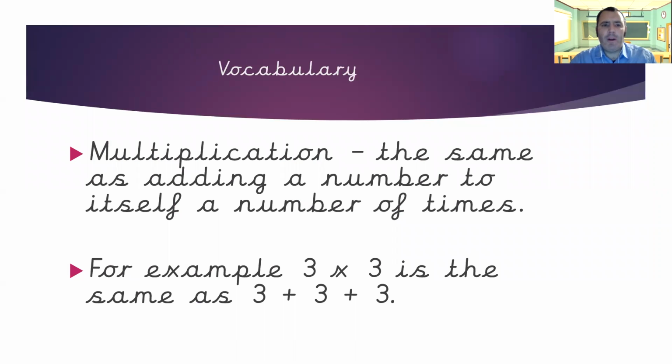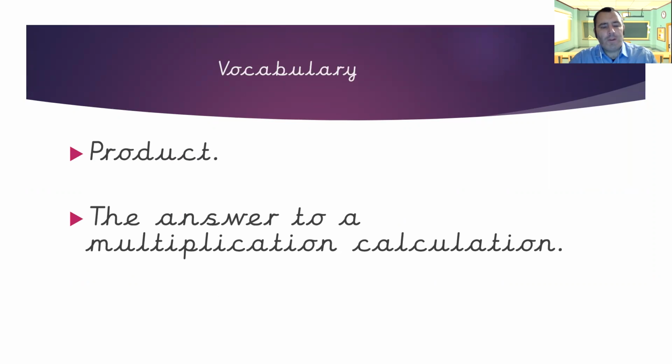So, some vocabulary before we get started. Multiplication is the same as adding a number to itself a number of times. For example, 3 times 3 is the same as 3 plus 3 plus 3. We get the same answer both times. They both equal 9. Now, in a multiplication calculation, we have what's called the product. This is the answer to our multiplication calculation. So the product of 3 times 3 would be 9.